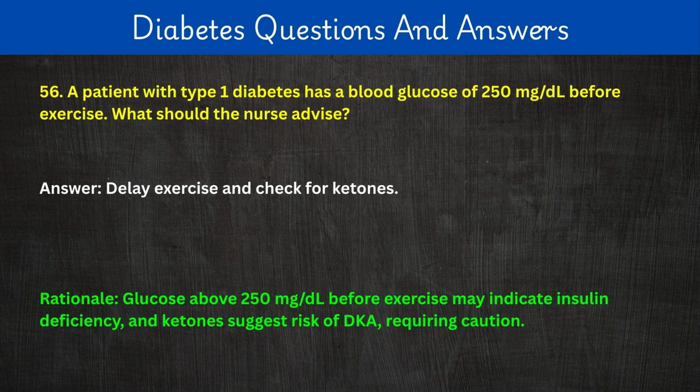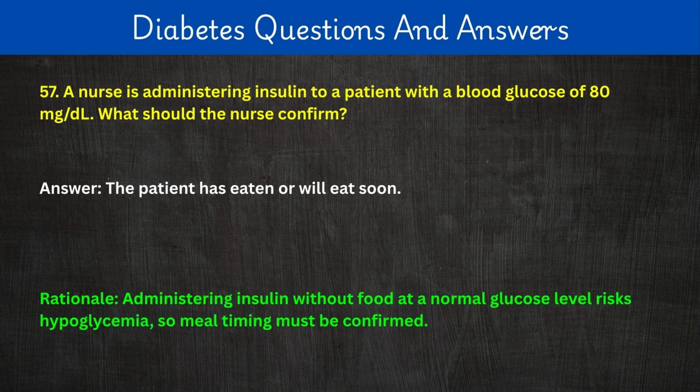56. A patient with type 1 diabetes has a blood glucose of 250 milligrams per deciliter before exercise. What should the nurse advise? Answer: delay exercise and check for ketones. Rationale: glucose above 250 milligrams per deciliter before exercise may indicate insulin deficiency, and ketones suggest risk of DKA, requiring caution.